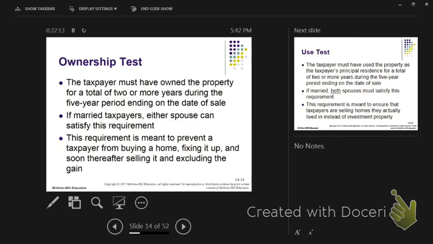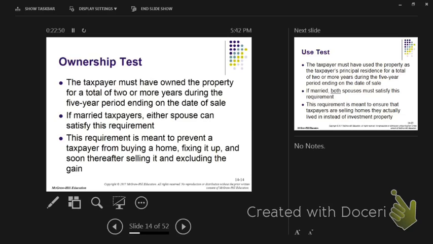First of all, the taxpayer has to own the house for 2 out of the last 5 years, ending at the time that we're trying to sell the house. Now, if you're married, either one of us can satisfy that. So if my husband and I got married, but I owned the house before we got married, then that qualifies as ownership. My husband does not have to own it for 2 of the last 5 years as long as I owned it for 2 of the last 5 years.